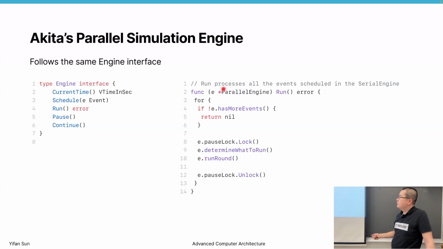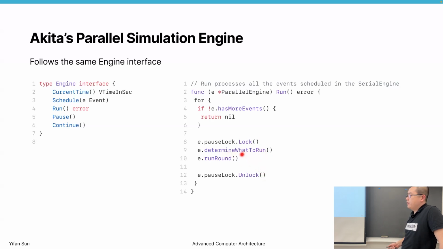Then how does the parallel simulation work? The code is a little bit long, much longer than the serial simulation. So let's look at this code together, and then you will understand how it works. At the beginning, it's basically the same. When there's no more event, we just exit. Then here we set a lock. This is a pause lock, the same thing as in serial simulation.